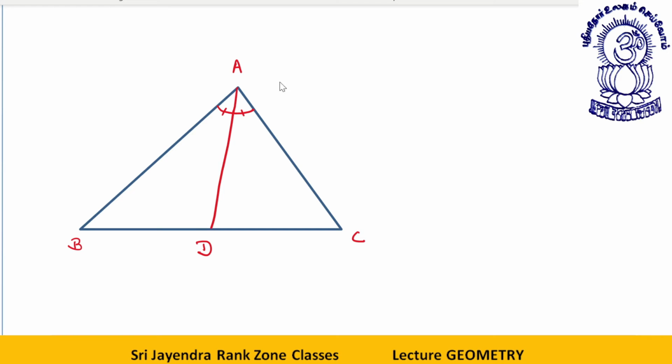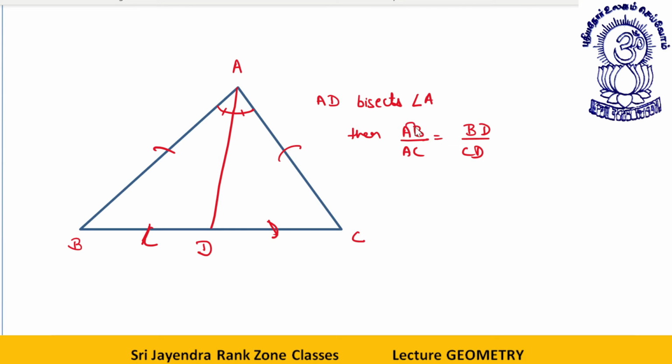Now what will happen if I say AD bisects angle A? Then, as per the angle bisector theorem, AB by AC, this side upon this side, is equal to this segment upon this segment, or this portion upon this portion. Okay, dear students, that is equal to BD upon CD.